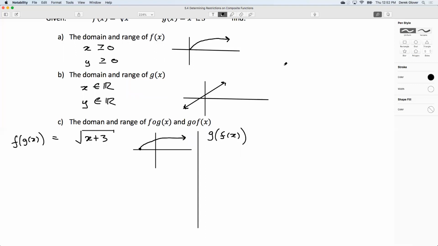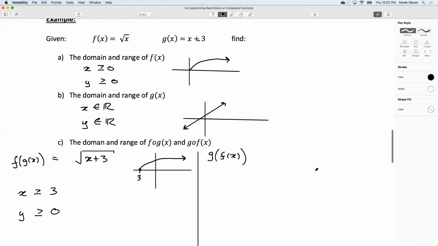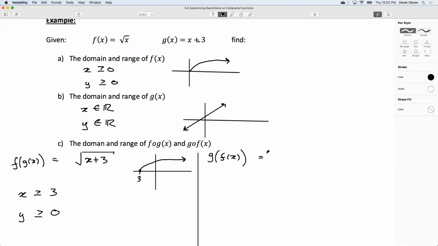As far as the domain goes, x is anything past the point 3. So x is greater than or equal to 3. And our range is anything above 0, so y is greater than or equal to 0. For g of f of x, it's going to be a little different. G of x was x plus 3. We're going to replace x with f of x, so it's going to become the square root of x plus 3.